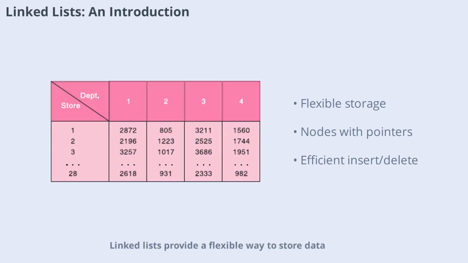Linked lists provide a flexible way to store data, especially when the number of elements can change frequently. Each element, or node, contains data and a pointer to the next node. This allows for efficient insertion and deletion, as elements do not need to be stored in contiguous memory locations. Linked lists are ideal for dynamic data sets.